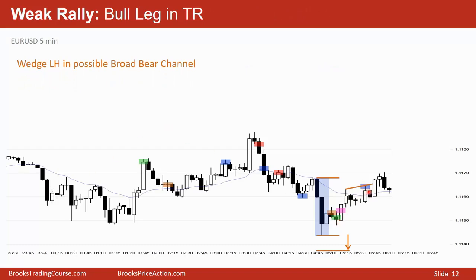Three pushes up, 1 pullback, 2 pullback, 3. So it's a wedge top, and it's a double top. A double top with this high slightly higher, but still a double top. It's possible that this is an endless bear channel.